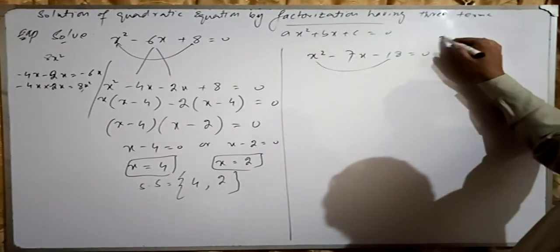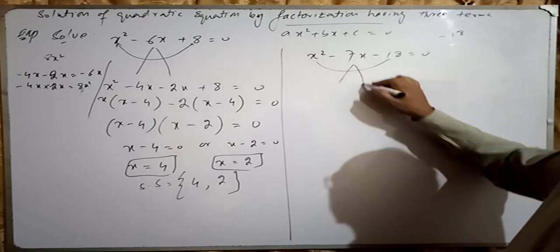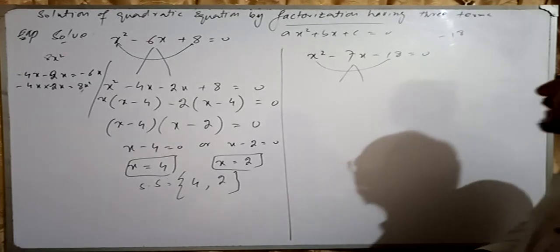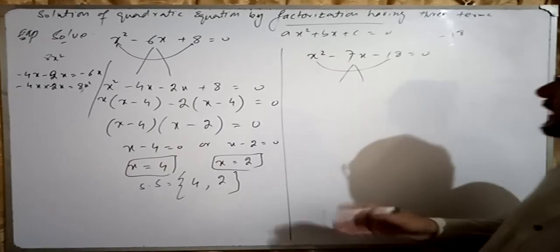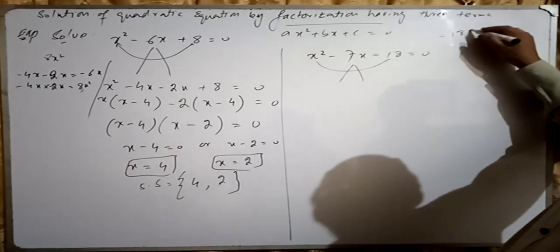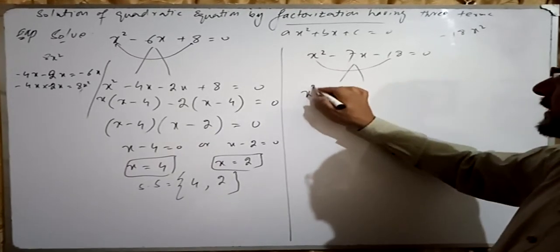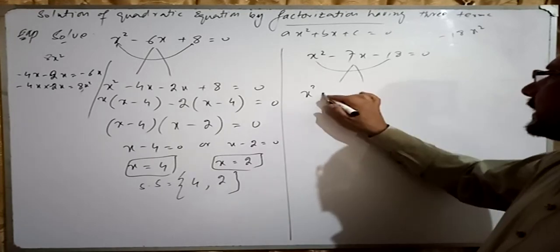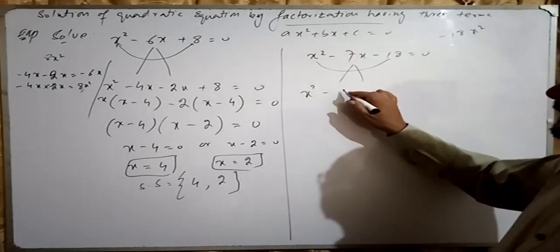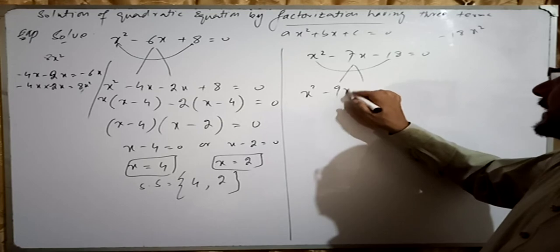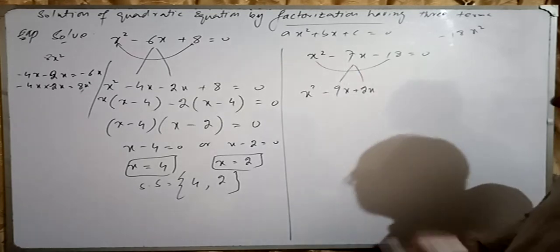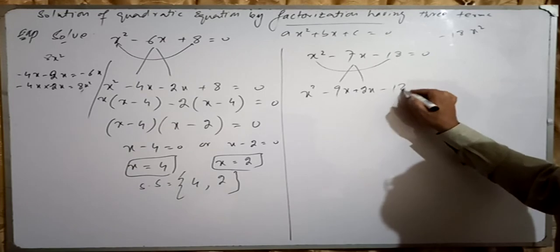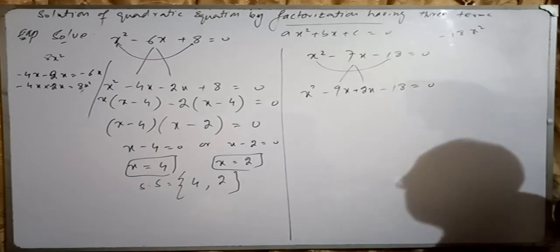So it will become minus 18. Make two parts of this one. From the addition of those parts, we should get minus 7x. From the multiplication of those parts, we should get minus 18x squared. So first term will remain unchanged. And here we have minus 9x plus 2x, minus 7x. And minus 18 equal to 0. The last one will remain unchanged.